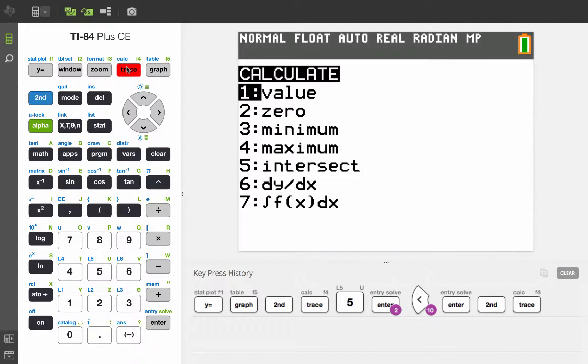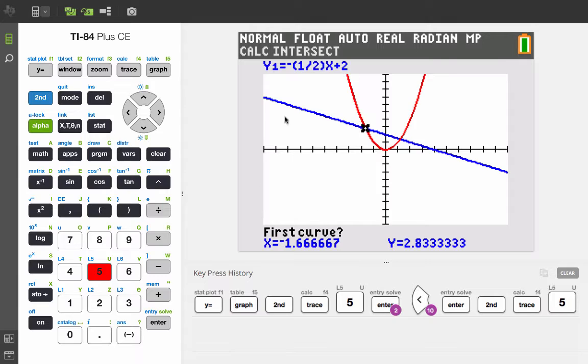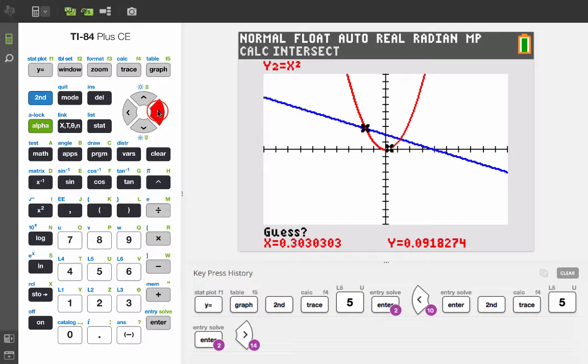We'll press second calc, select number 5, first curve, second curve. But for the guess, we're going to move that cursor over closer to the other intersection point. And that looks to be good enough. And we'll press enter. We find that the second point is about 1.2, 1.4. So that's how you find the intersection point when there is more than one of them.